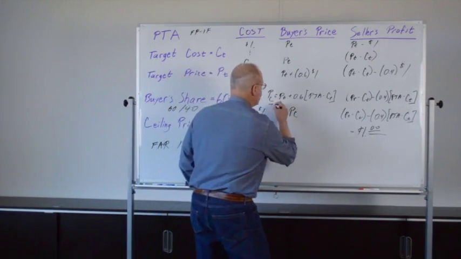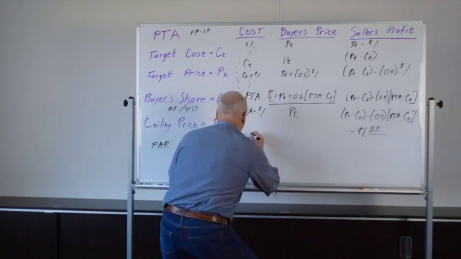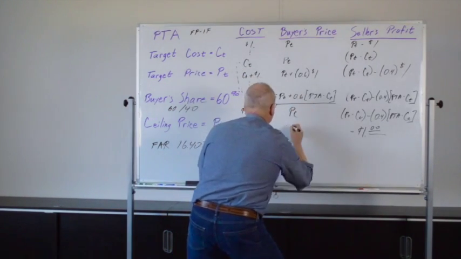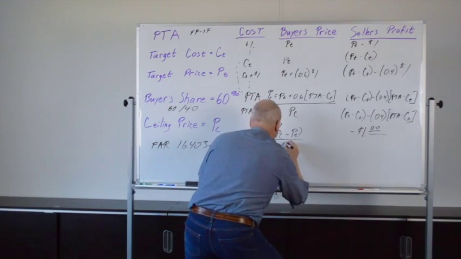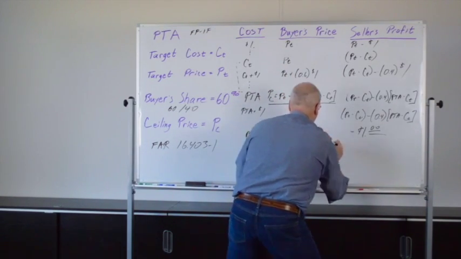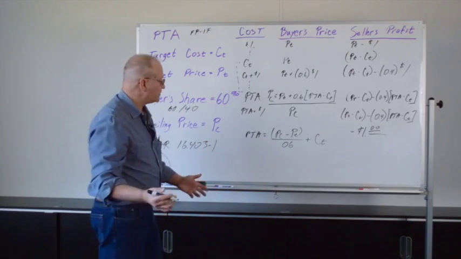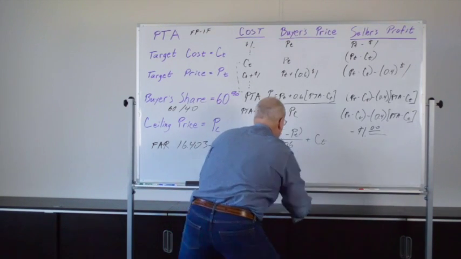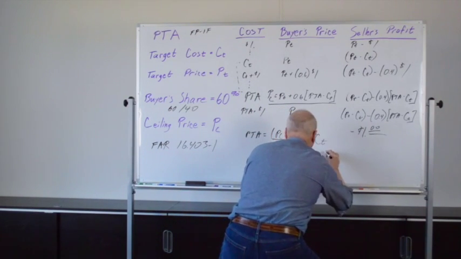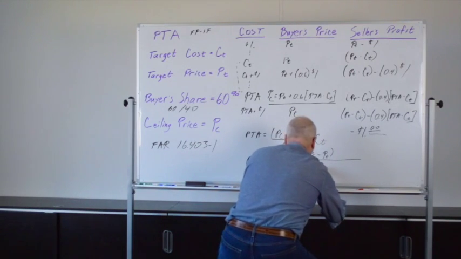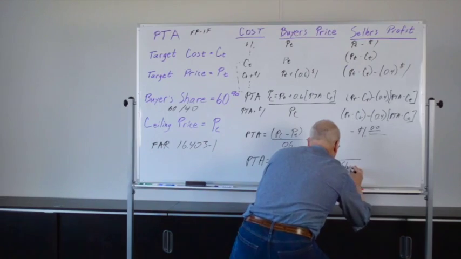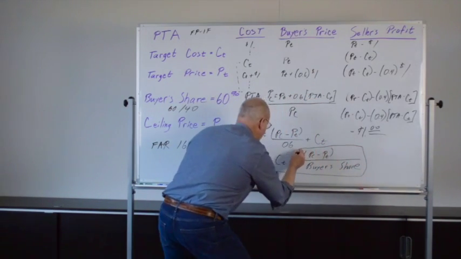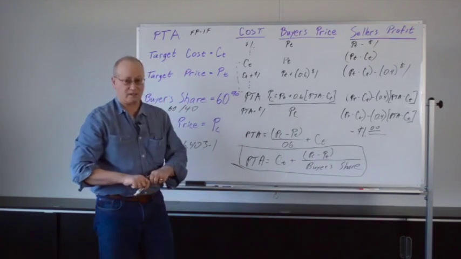Now, one more thing. We're going to take this equation here and solve it for PTA. So, PTA equals P sub C minus P sub T, divided by the 0.6, plus the C sub T. And just putting this into more general terms, PTA equals the target cost plus the difference between the ceiling price minus the target price divided by the buyer's share. So this equation here, that's the equation you need to know for the exam.